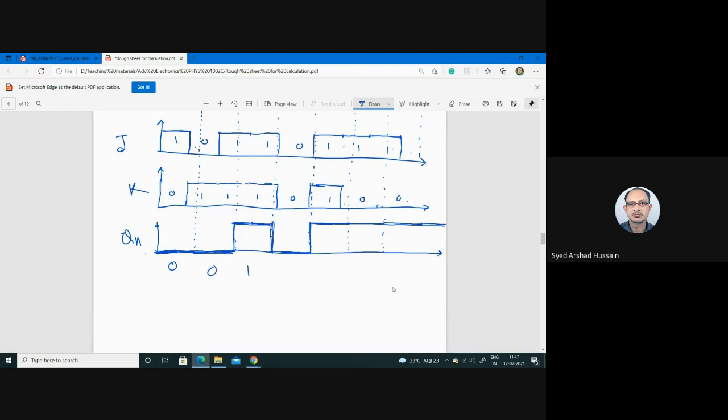0, 1, 0, 1, 1, 1. So this is your output. That means for 1, 0, output is 0, 0, 1, 0, 1, 1, you see for, no, here, 1, 1, this is 1, 0, 0, 0, 1, 1, 1, 1, 0, 1, 1, 0, 1. So this is your output and this is your output timing graph.